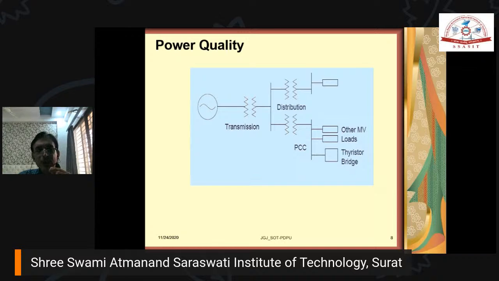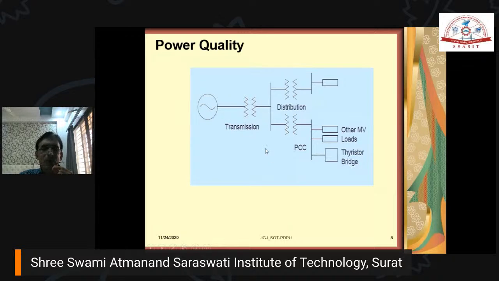So any load that draws harmonic current is called a non-linear load. All power electronic equipment, like the thyristor we discussed, and electronic devices are nothing but non-linear loads. So thyristor bridges are nothing but non-linear loads.